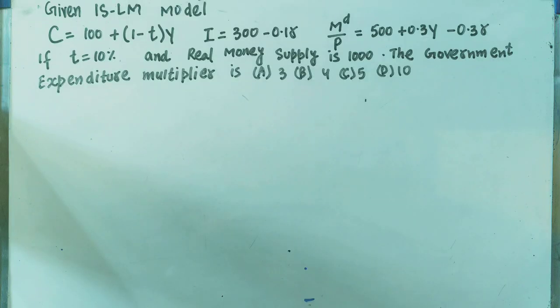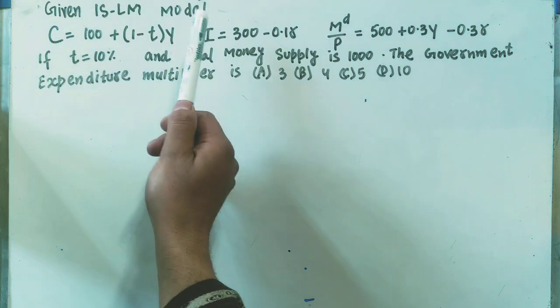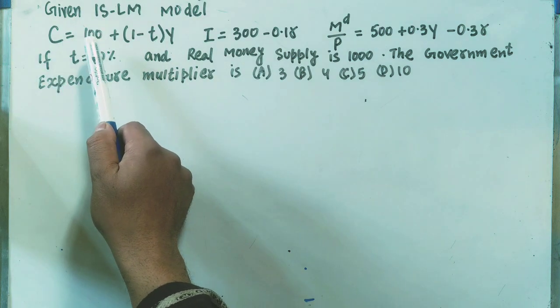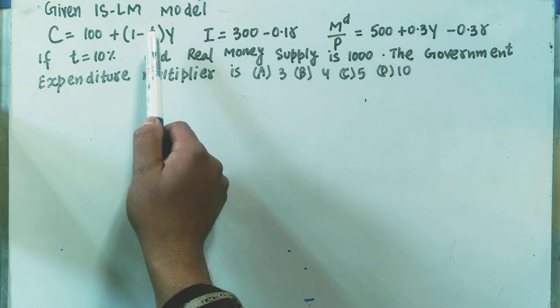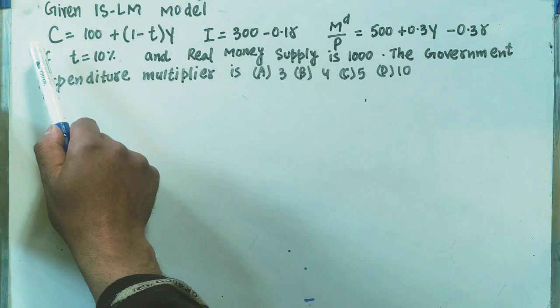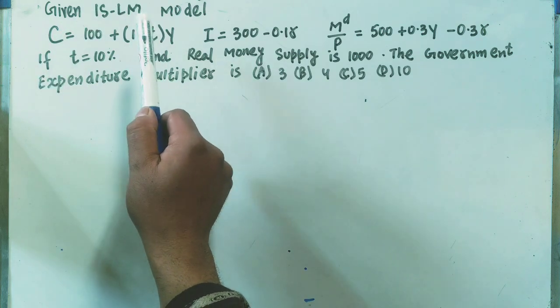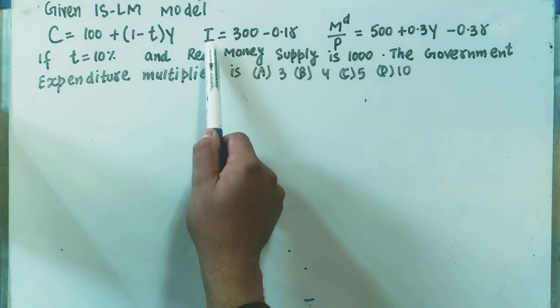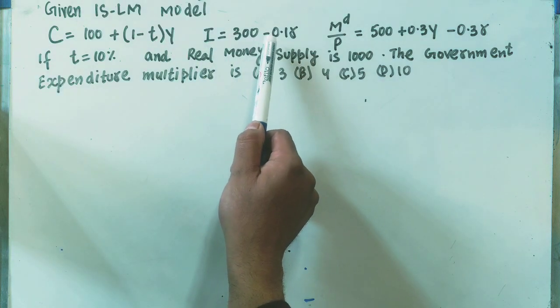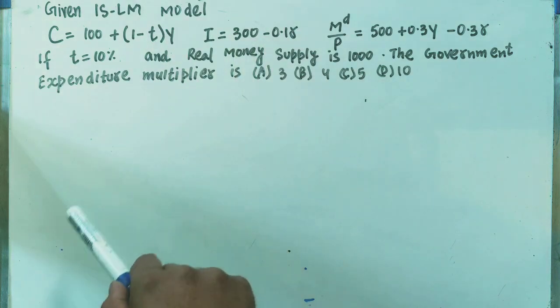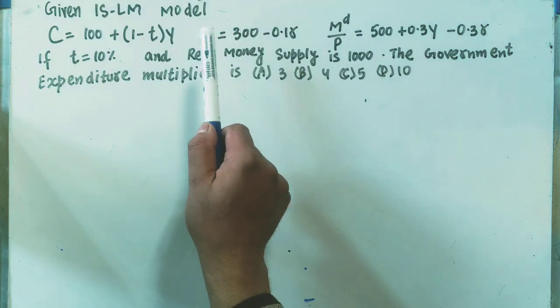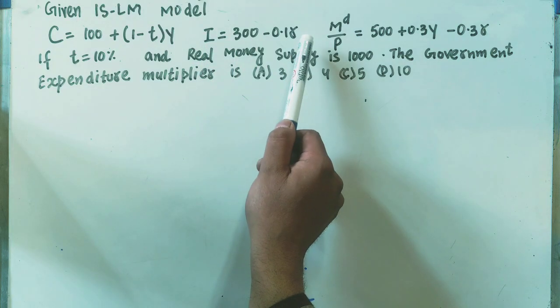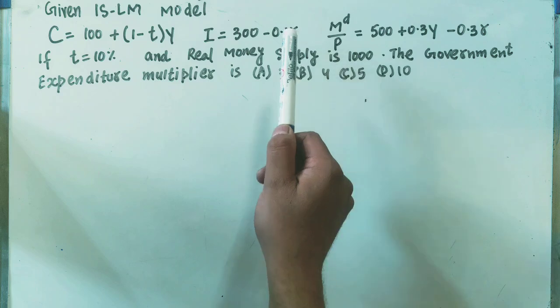Learn how to find out the value of the government expenditure multiplier. The question is, given the IS-LM model, C is equal to 100 plus 1 minus T times Y, where C denotes the consumption, T denotes the marginal tax rate, Y denotes the GDP. Investment is equal to 300 minus 0.1R, where R denotes the rate of interest. That is, investment is a negative function of rate of interest.